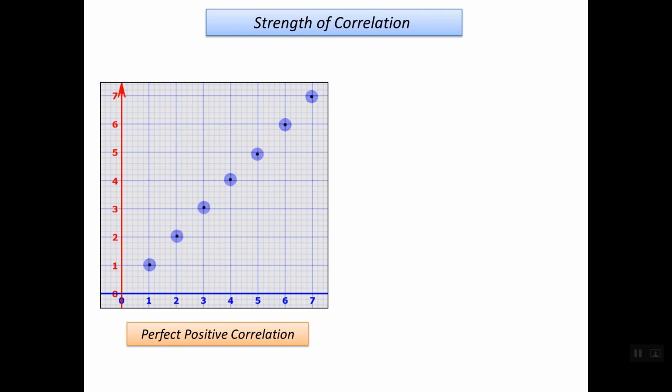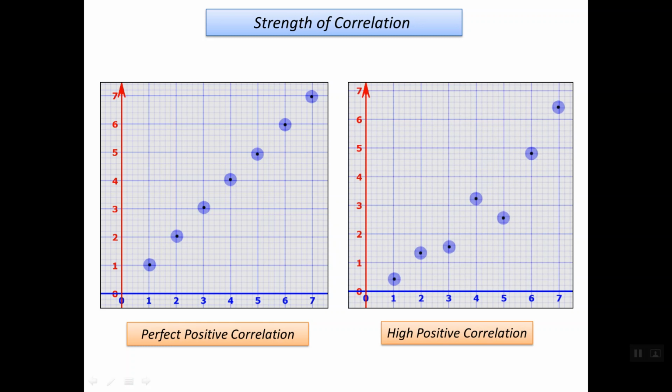In the next presentation, I will talk about how to compute the correlation between the two variables. In this figure, we again have a positive correlation, but the scatter of the points cannot be joined in one straight line. We can draw a line of best fit, and this line can be very close to all of these points. So in this case, we have a high positive correlation.